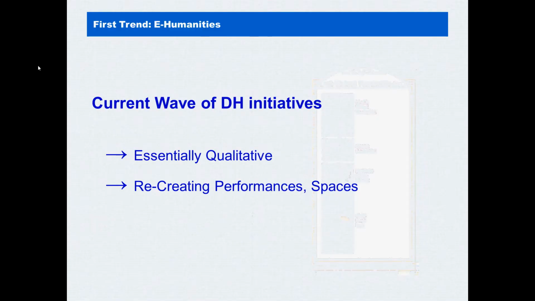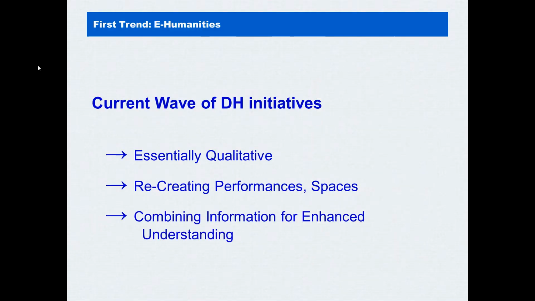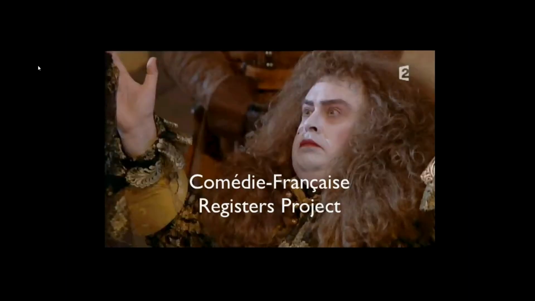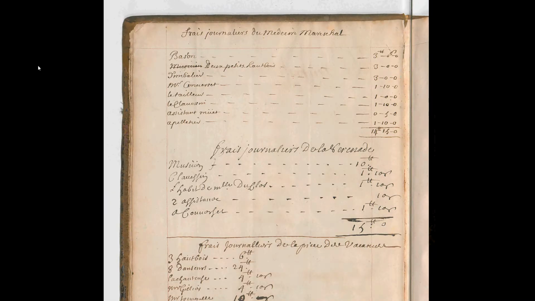Some of these projects use technology to combine different types of information to enhance our understanding of issues. An example of this is the Comédie Française Registers Project, a collaboration between the Comédie Française and engineers at MIT, who have combined large archival datasets from the 17th and 18th centuries with advanced visualization techniques that enable scholars to explore patterns of correlation over time between diverse measures, such as box office receipts and repertoire performed.